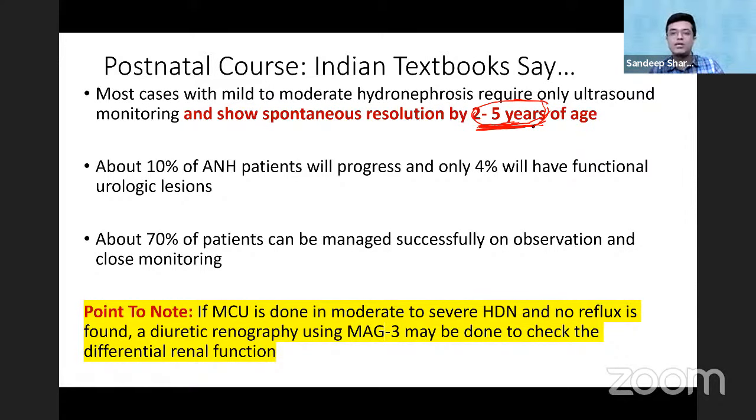And for that, we use a MAG3 along with furosemide. So diuretic renography with MAG3, I'm not going into details how we perform it, but it may be done to check the differential renal function. They will give you a scenario and ask you what is the next investigation to do. The answer will be check for renal function using MAG3 scan, and a MAG3 scan should always be done along with the diuretic. So diuretic renography will be the answer.